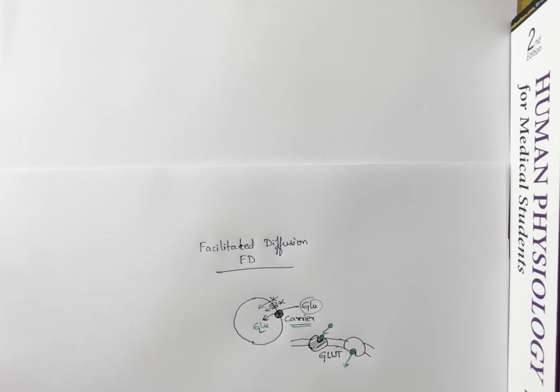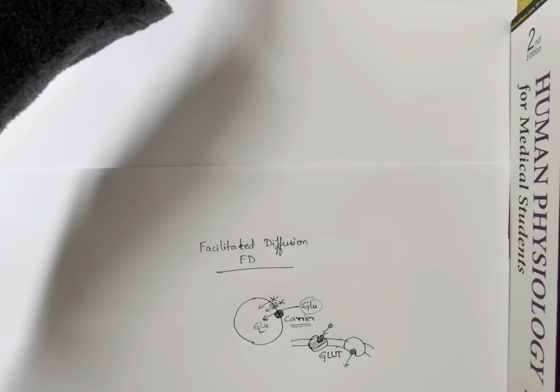Similarly, other substances like larger molecules, like amino acids, are also entering the cell by the same mechanism, facilitated diffusion, with the help of carrier proteins. Now, how is facilitated diffusion different from simple diffusion? Let's see.